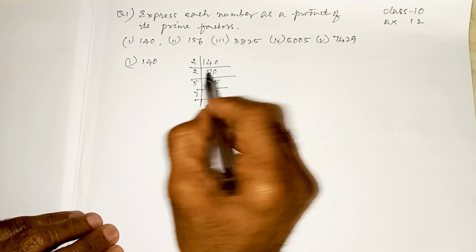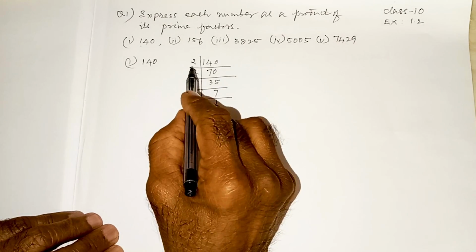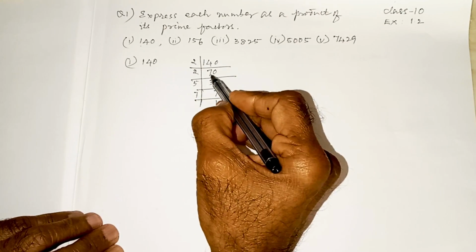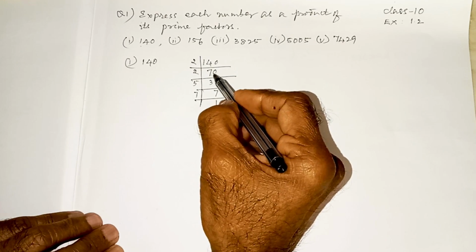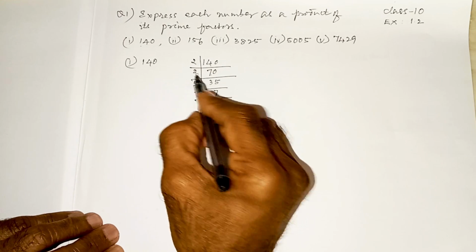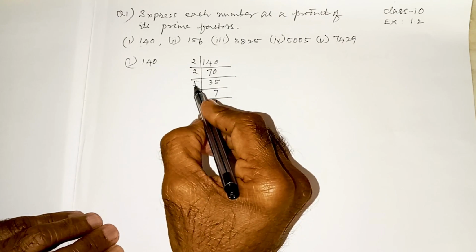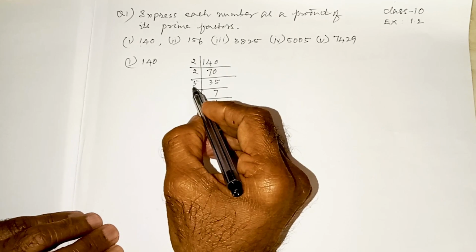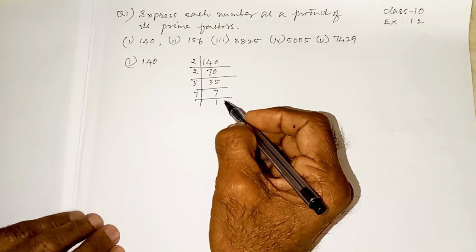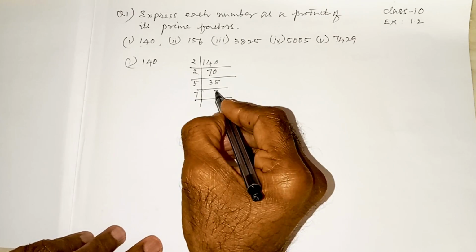To find the factors, you put the blocks like this. 140 goes from 2 now. 2 into 7 is 14 and 0 as it is. Again, it can go by 2. 2 into 35 times is 70. Now it doesn't go by 2. You take 5. 5 into 7 is 35. Now further, you need to only go by 7. 7 into 1 is 7.